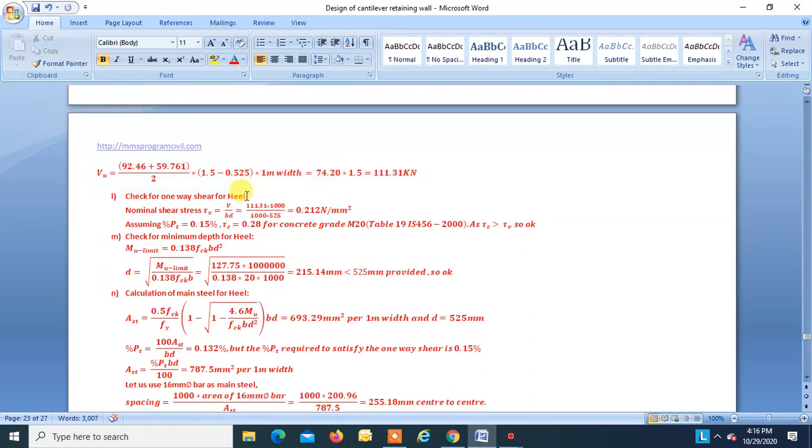So nominal shear stress is 0.212. For PT provided, again we are assuming PT to be provided as 0.15%. So tau c is 0.28 for M20 grade of concrete, table 19. So tau c is greater than tau v, so it is safe in one way shear.